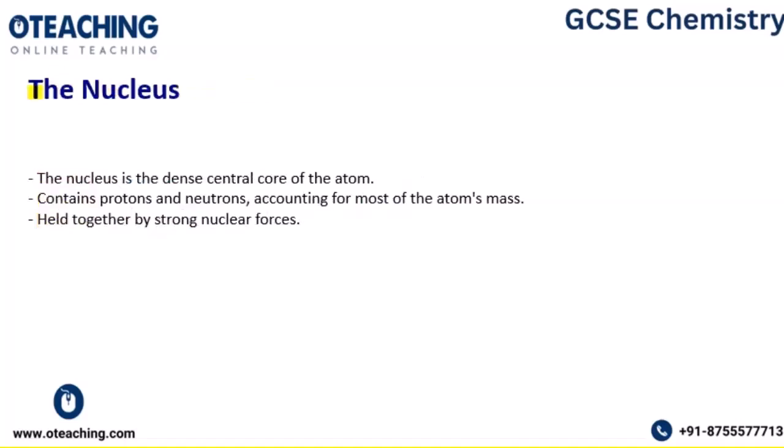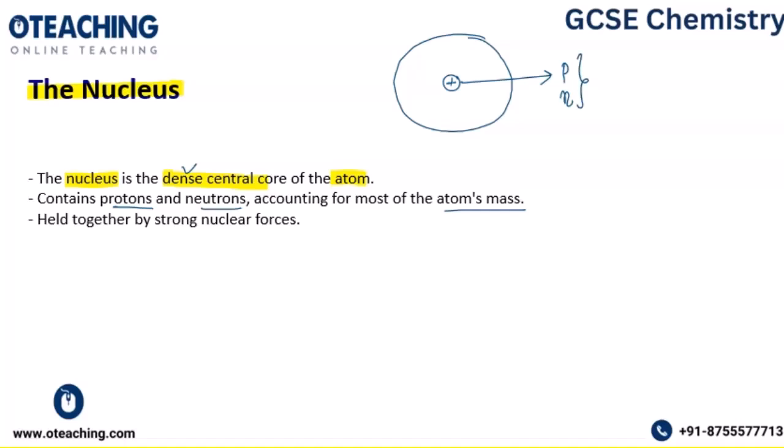The next is nucleus. The nucleus is the dense central core of the atom. For example, if this is an atom, this would be the nucleus, which is present at the center, and it is dense. Why is it dense? Because it contains protons and neutrons, accounting for most of the atom's mass. That means the nucleus contains protons and neutrons, and these both subatomic particles account for the atom's mass.